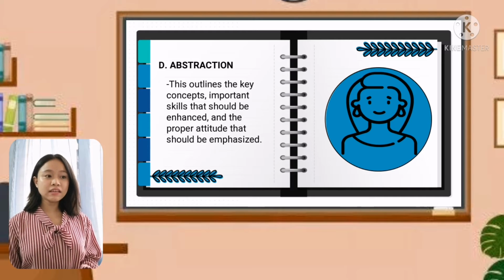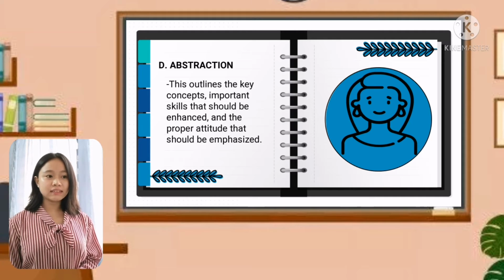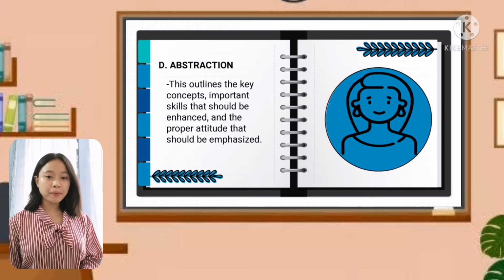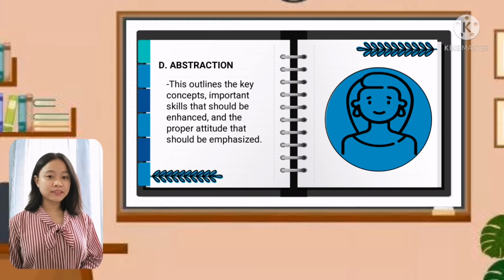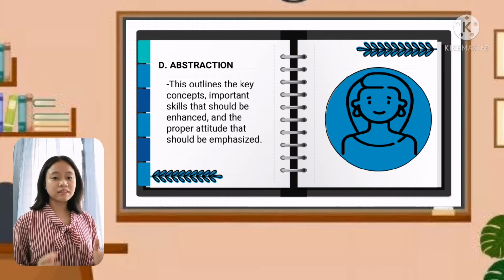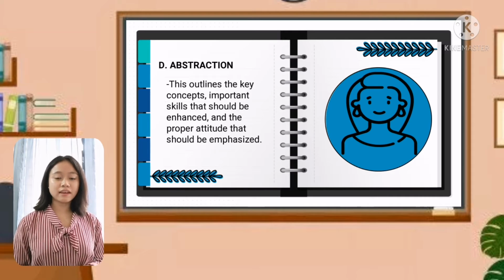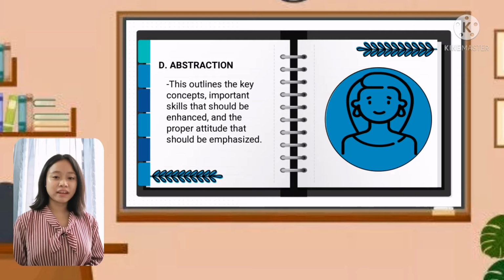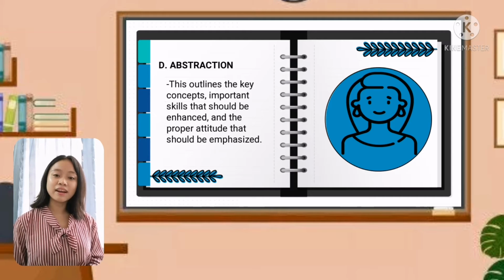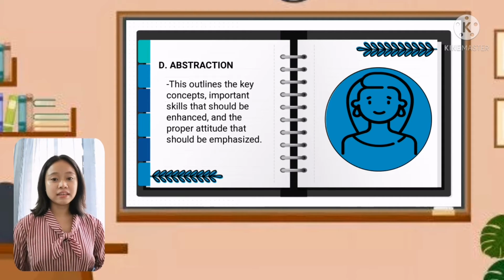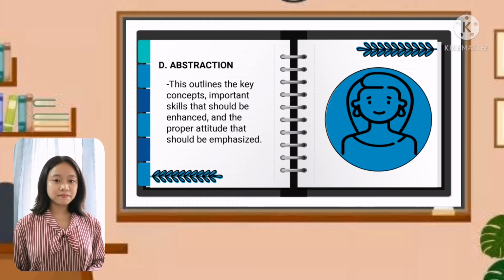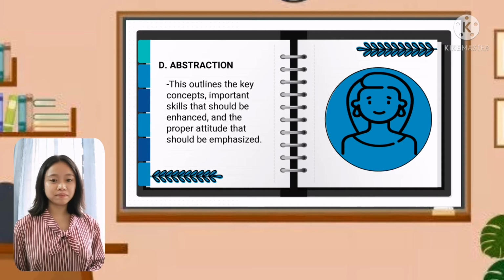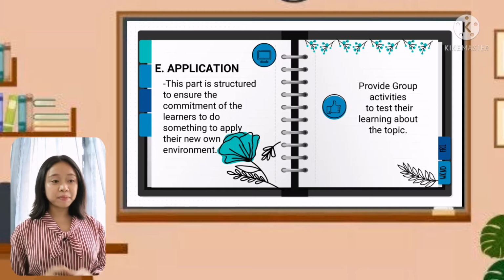Next is the abstraction. This outlines the key concepts, important skills that should be enhanced, and the proper attitude that should be emphasized. It summarizes the topic by identifying the key concepts with the help of your students, as you will ask them again about what you discussed earlier, so that you can be satisfied that you accomplished the objectives for that specific lesson.